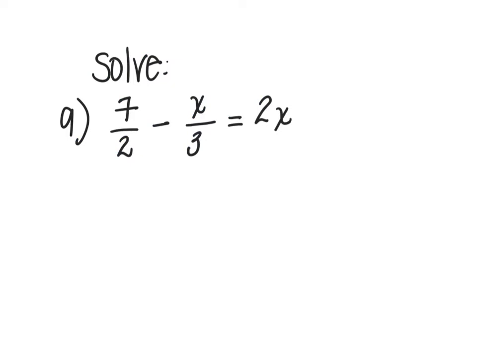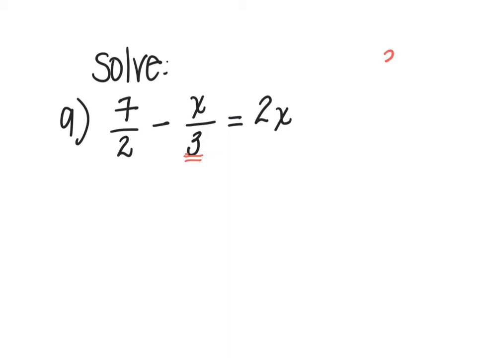Let's look at our first example. We're asked to solve 7 divided by 2 minus x divided by 3 is equal to 2x. So the first thing I'm going to do is find that LCD. So the best strategy, I think, for finding the LCD is to start with your biggest denominator. So in this case, my biggest denominator is 3, and I'm going to do multiples of that denominator until my other denominator goes into it.